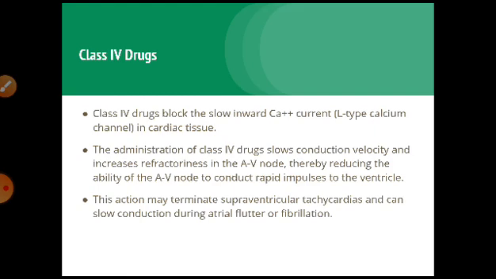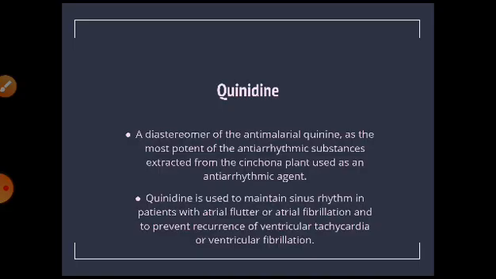This action may terminate supraventricular tachycardias and can slow conduction during atrial flutter or fibrillation. So it would be good. These drugs can be very good in the case of supraventricular tachycardias and atrial flutter or fibrillation. From this summary you understood which are the classes of drugs, what their examples are, and a summary of their mechanisms, how they actually work.